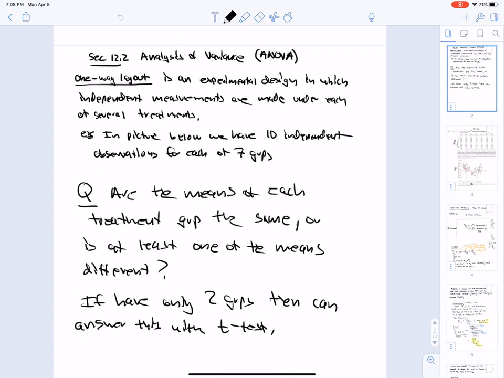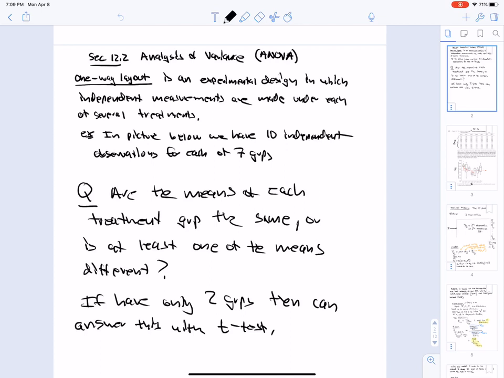So Section 12.2 is on analysis of variance, or ANOVA. We're going to concentrate on a one-way layout, which is an experimental design in which independent measurements are made under each of several treatments. A two-way layout would add, for example, a gender to each treatment group. So it's just more complicated, perhaps more realistic in what you might actually want to do, but the ideas of the one-way layout is sufficient to give you an idea about what ANOVA is all about.